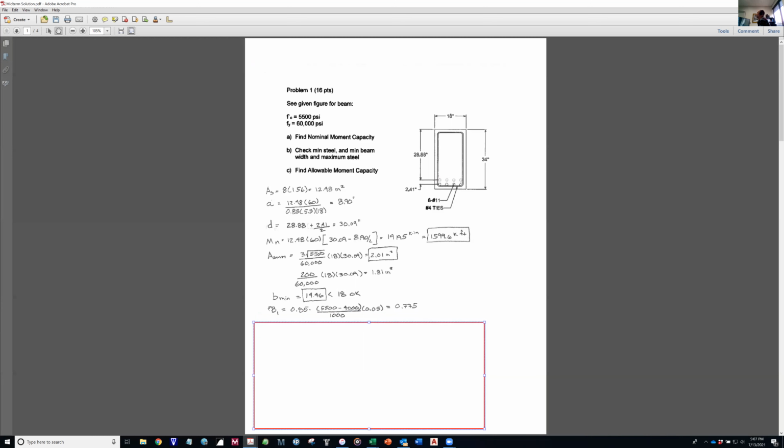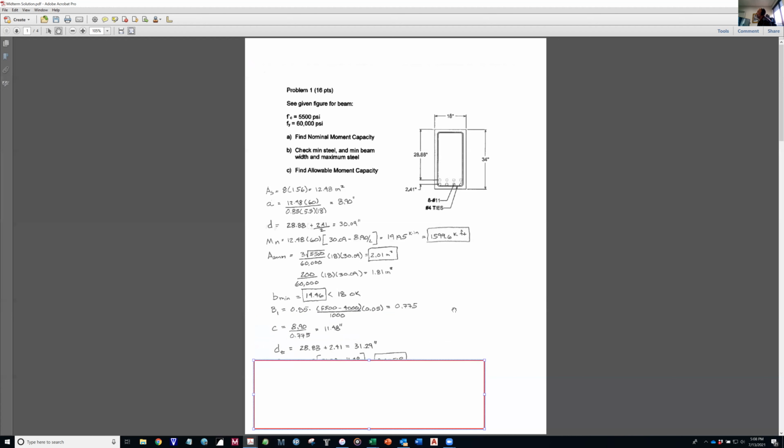So beta 1, you cannot look this one up in the tables because I gave you this odd number. So you have to use the equation, which is 0.85 minus (5,500 minus 4,000) over 1,000 times 0.05. And that gets you a beta 1 of 0.775. From there, we can find C is 8.9 divided by 0.775, which is 11.48 inches.